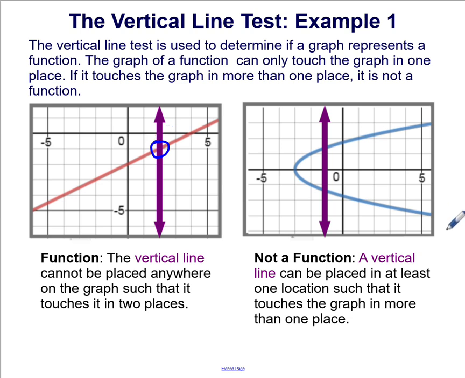A vertical line can be placed in at least one location such that it touches the graph in more than one spot. So again, this blue line represents the graph of the relation. This is the purple vertical line we're using for our test. And since it touches here and here for this given x value, we rule out a function. This relation is not a function because it fails the vertical line test.